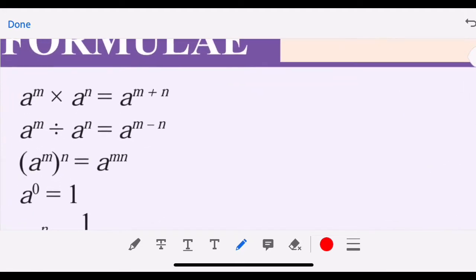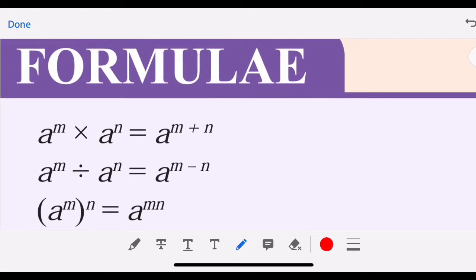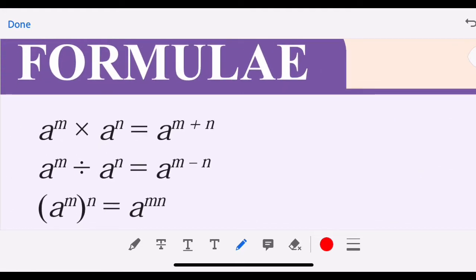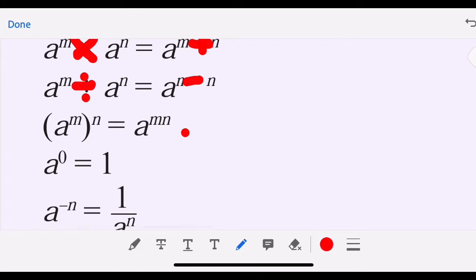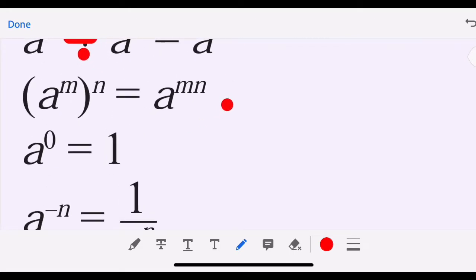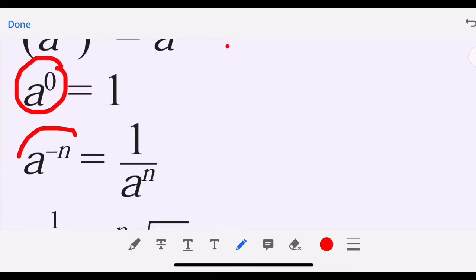Now I would like to show you the important formulae for Form 3. This is the indices law. Multiply, it becomes plus. Divide, it becomes minus, right? And if multiply here, it will be multiplied like this. Okay, then any number to the power of 0 is 1, right? And then this is another indices law.